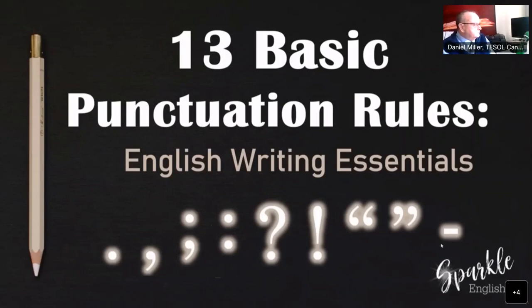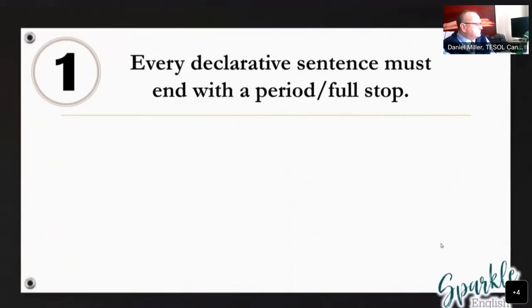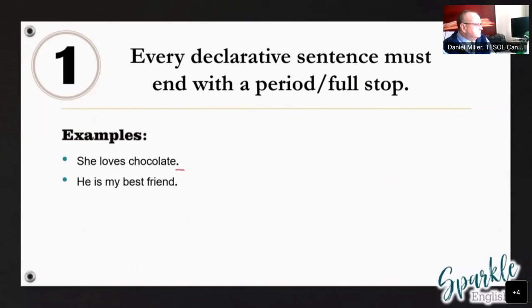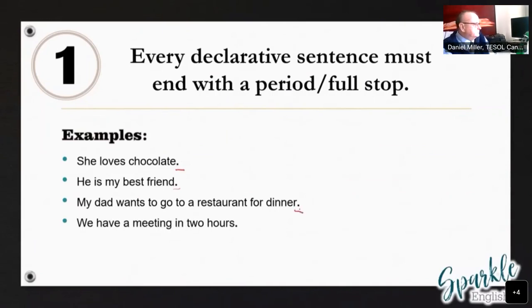So let's get started. Rule number one, every declarative sentence must end with a period or a full stop. For example, she loves chocolate, period. He is my best friend, period. My dad wants to go to a restaurant for dinner, period. We have a meeting in 2 hours, period. So for every declarative sentence or statement, you must end it with a period or a full stop.